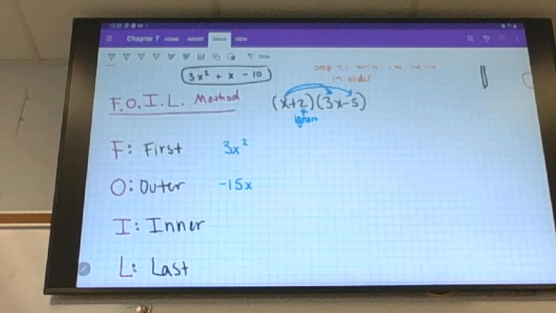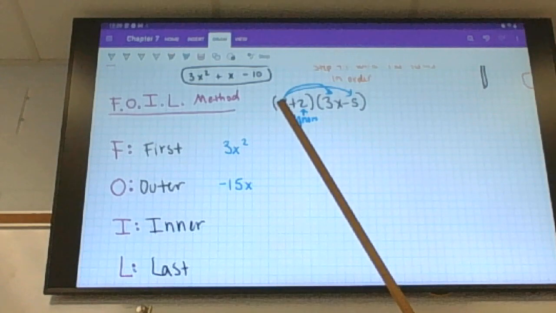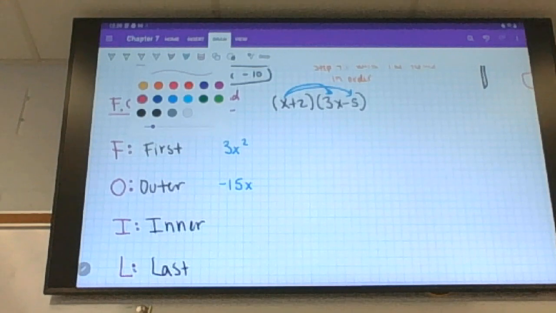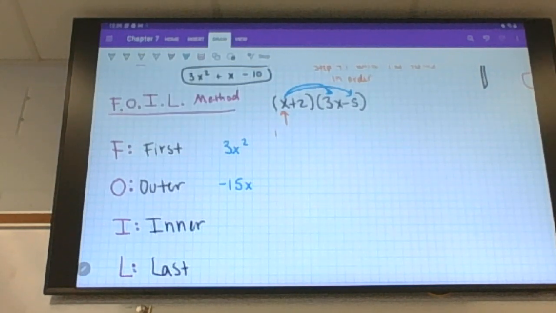Then I'm going to do it again, but this time I'm going to ignore the x in front. So I'm going to erase which one I ignore. Now I ignore this. And I do 2 times 3x is 6x. 2 times negative 5 is negative 10.